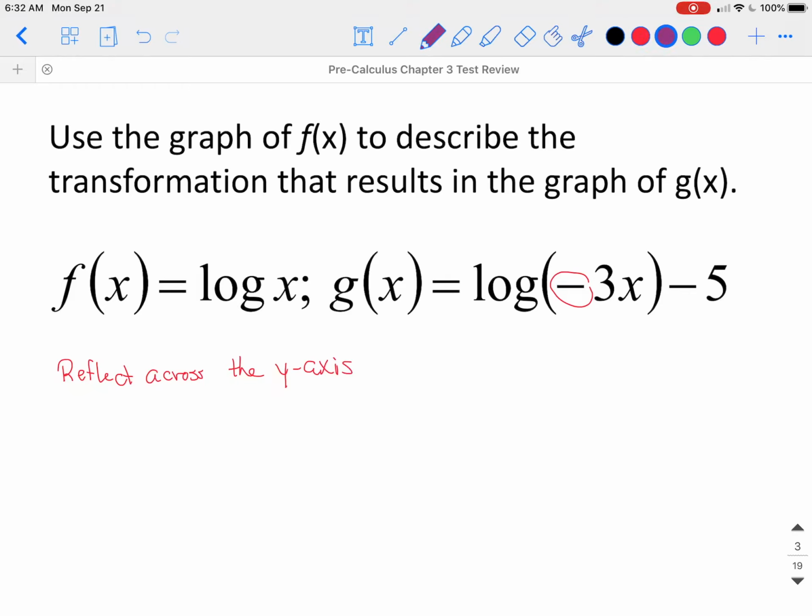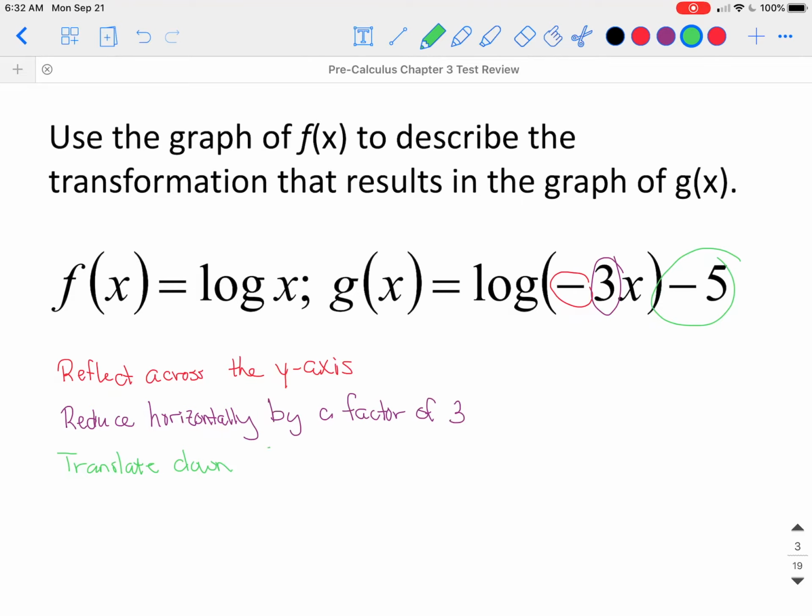We have a 3 multiplied by just the x, so that means it's going to be a horizontal dilation. Because this number is greater than 1, it means we are going to reduce horizontally by a factor of 3. And we have this minus 5 after the function, so that's either going to translate up or down. And we are going to translate down 5 units.